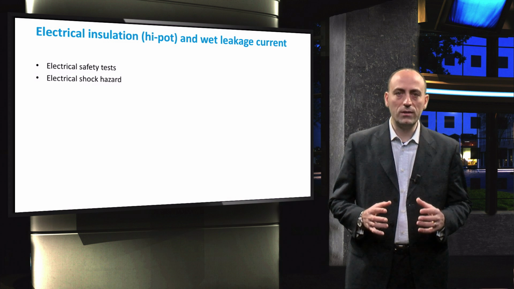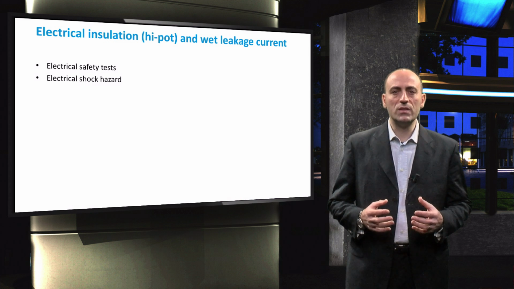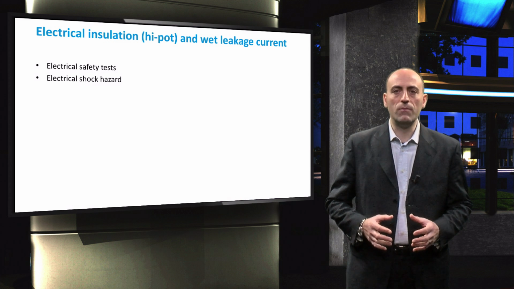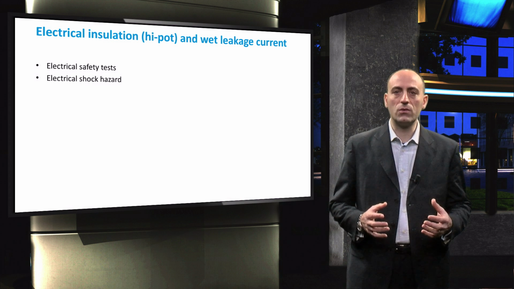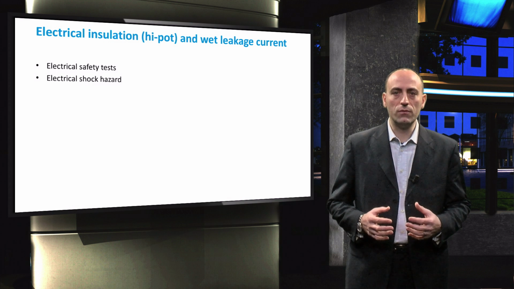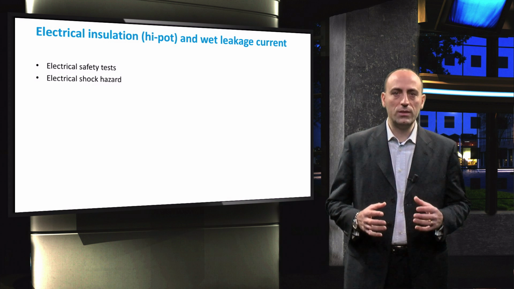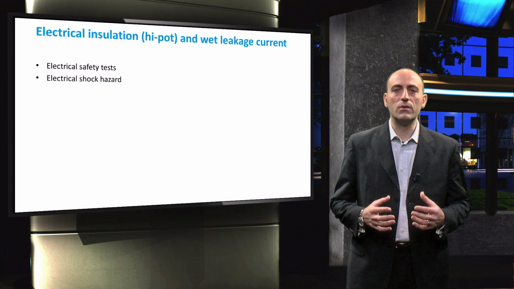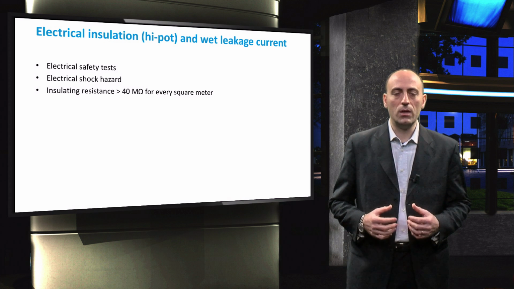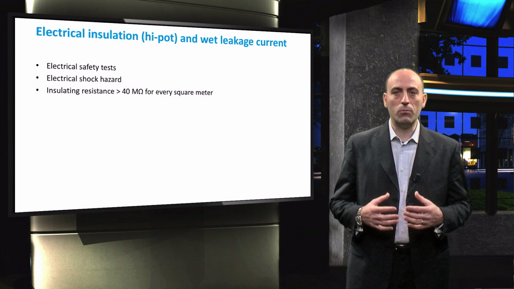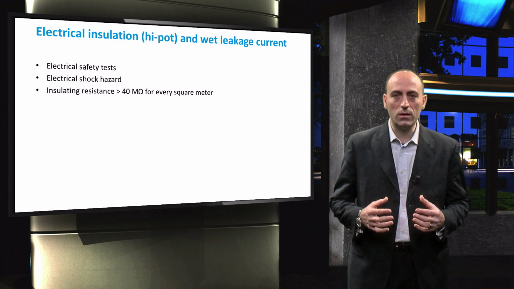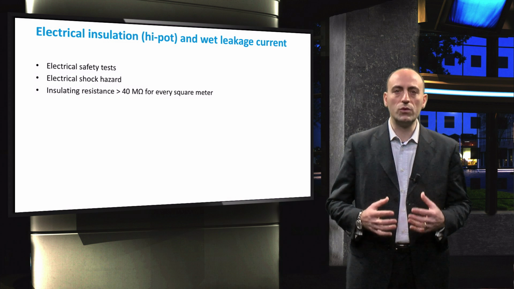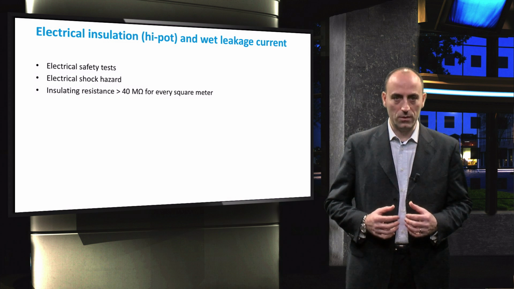For the wet leakage current test, the module is submerged in a water bath solution. The maximum system voltage is applied between the connectors and the water bath solution for 2 minutes. In both tests, the leakage current is measured. From this, the resistance of the module is derived. In order to pass both tests, the minimum insulation resistance of the module should be greater than or equal to 40 megaohms per square meter.